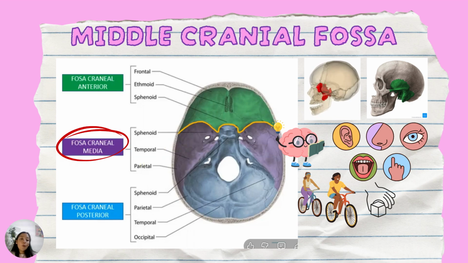So now we have the middle cranial fossa. This is an important part because it's the base of the skull. And this is divided in three regions that are called anterior, middle, and posterior part. In this case, we are going to explain the middle cranial fossa that is in the central region and supports the important parts of the brain. We can see this in purple color in the image that we have in the center.